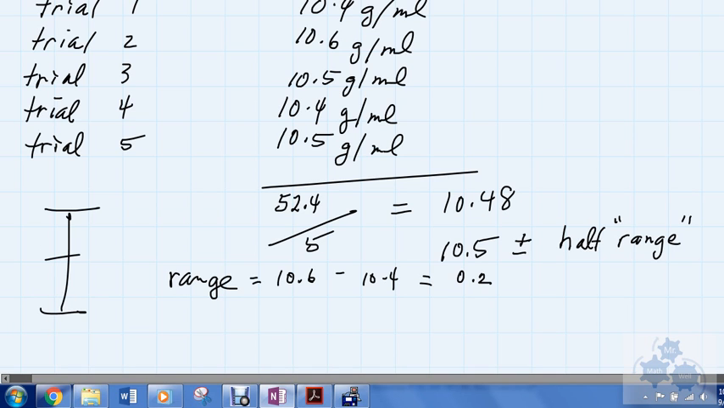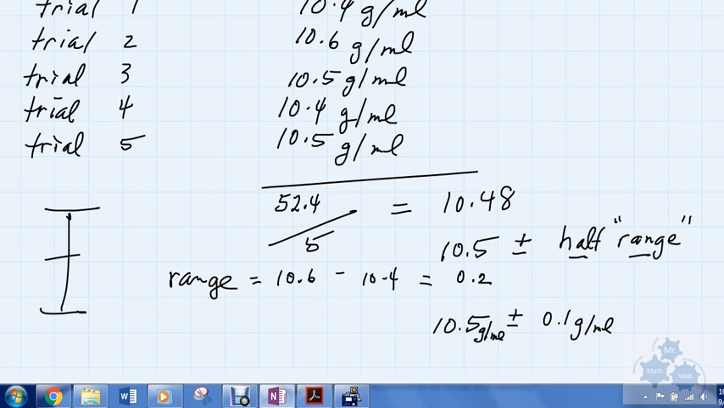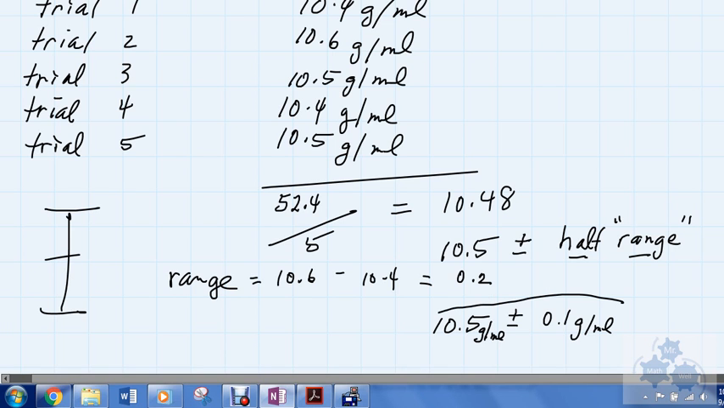And what you'd want to do here then is say, okay, my average is 10.5 plus or minus half of the range, or 0.1. 10.5 grams per milliliter plus or minus 0.1. So you're basically saying that's my average, but really I could be off by 0.1 either way. 10.5 is the middle. So you find the average, and you express it as plus or minus half of the range.